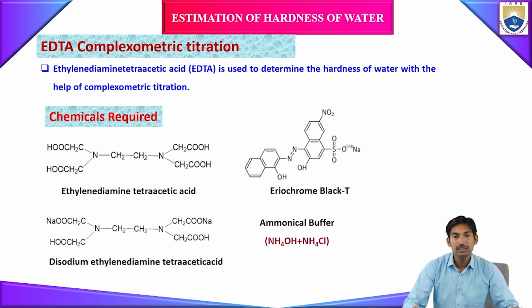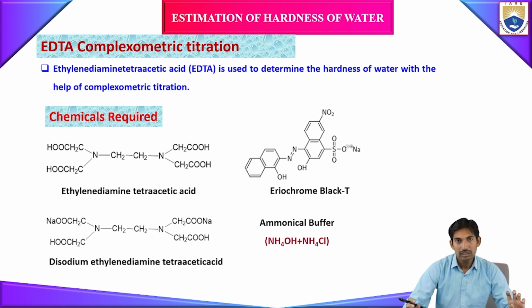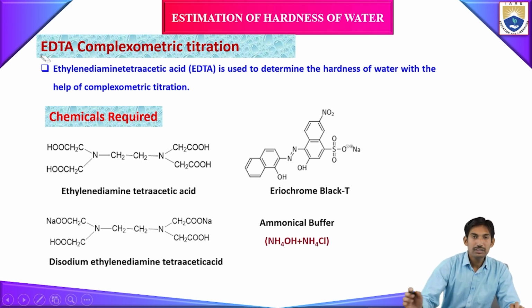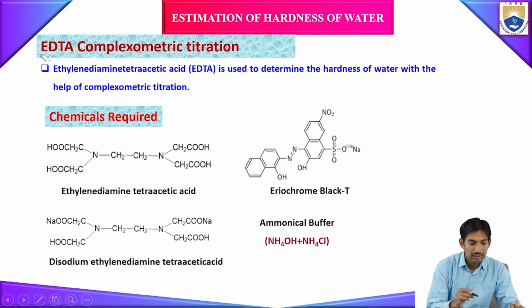In this method, we can estimate the calcium and magnesium salts, that is, the total hardness, temporary hardness and permanent hardness of water, by using the EDTA complexometric titration method. What is EDTA?